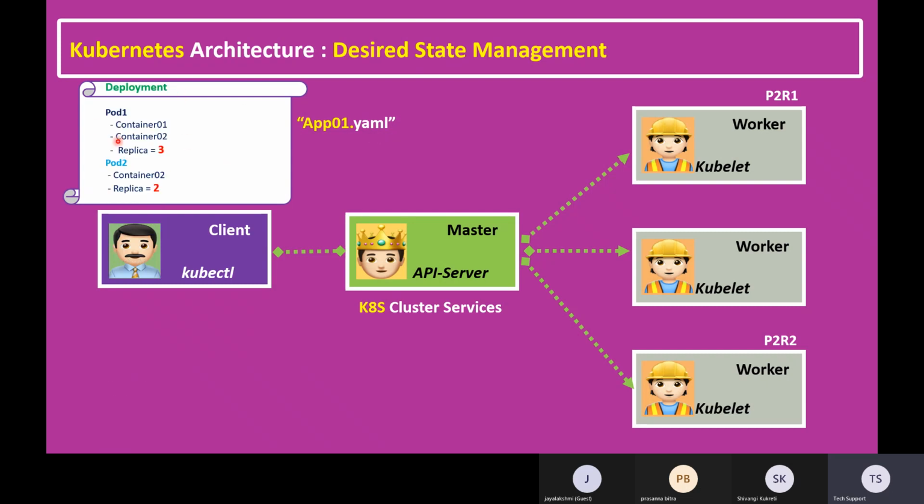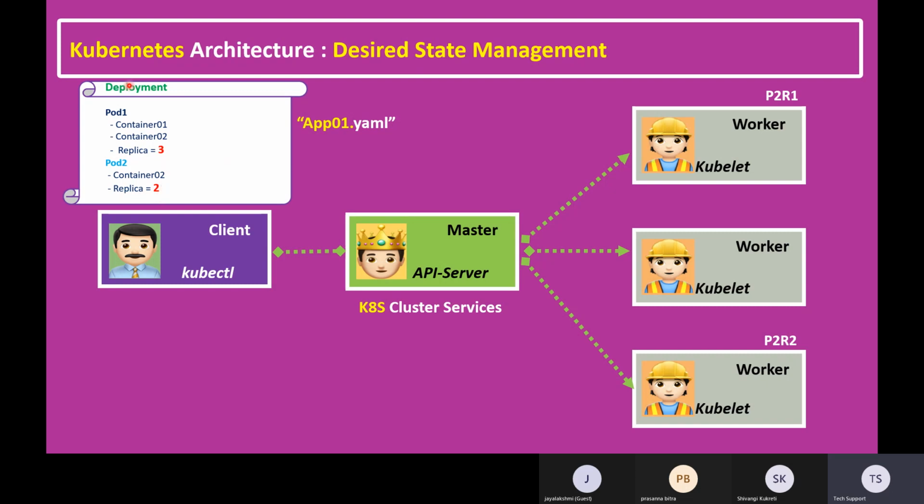Suppose in this left side diagram, if you see the deployment file app1.yaml, I prepared the deployment, and this deployment has two pods. Pod means it's like a virtual machine only. Within pod one, there are two containers running, and the replicas are configured as three replicas. And for pod two, I mentioned the container name as container two, and the replicas are two. This container name you can use any name, just for easy understanding. I mentioned 0203, any number you can use. But pod two we configured with two replicas.